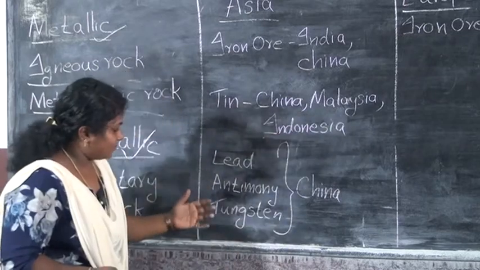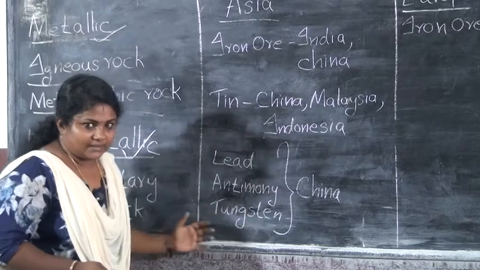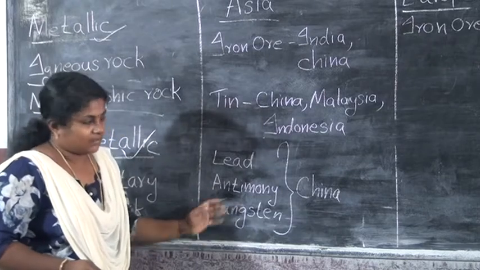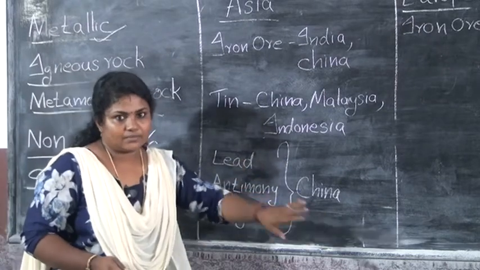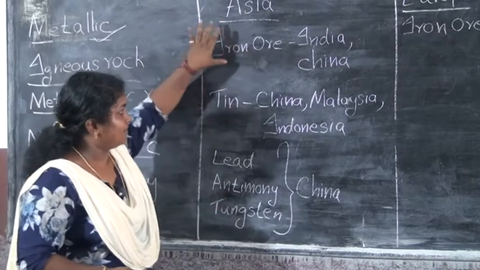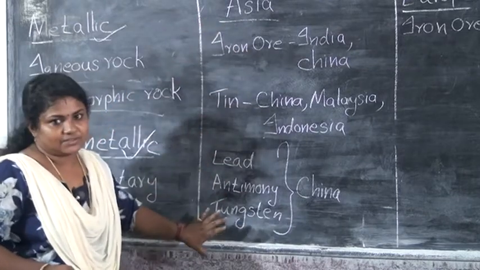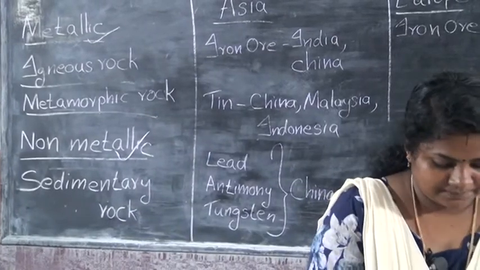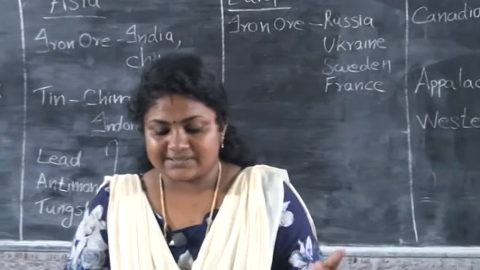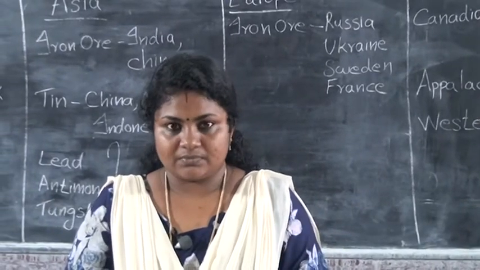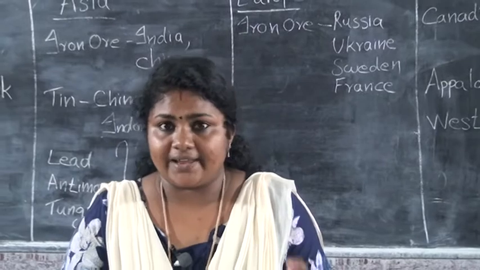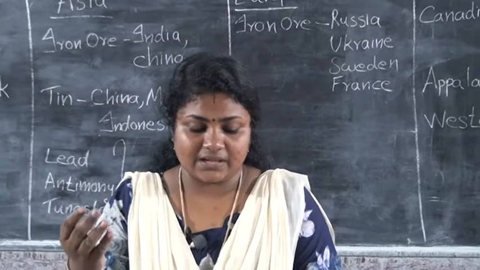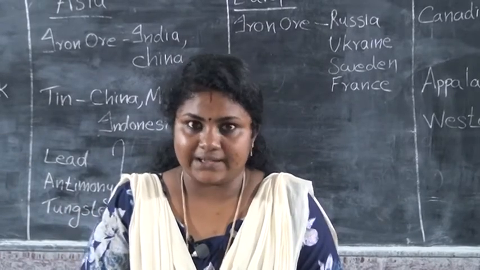And there's lead, antimony, tungsten. Those three minerals we can see in China. All understood? So in our Asia: iron ore, tin, lead, antimony, tungsten. And we can see some more minerals in our Asia: manganese, bauxite, nickel, zinc and copper. You just study this.